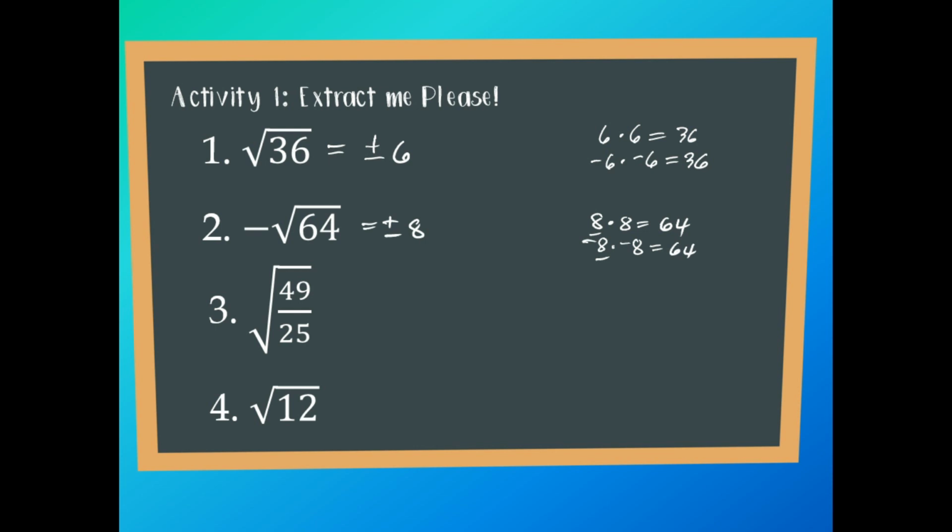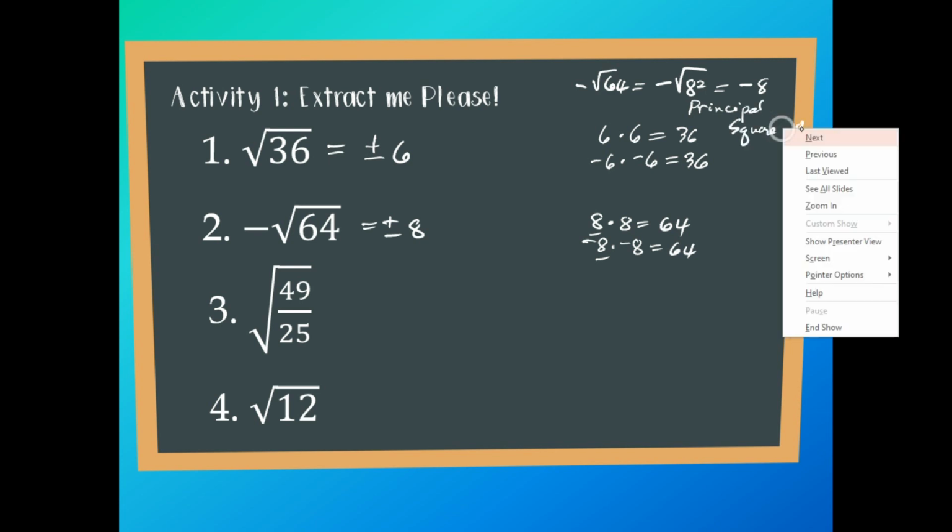Pag principal square root naman yung tinanong ko, so mag-iiba yung answer dito. Kasi pag kukunin natin yung negative square root of 64, tapos principal square root yung question, so magiging negative times square root of 64. So, magiging 8 squared to, no? So, the answer is negative 8. So, isa lang yung answer pag principal, no? Principal square root. Square root yung tanong.